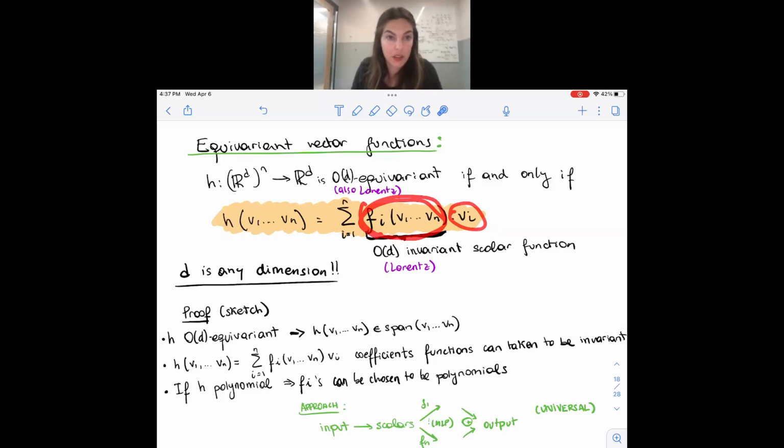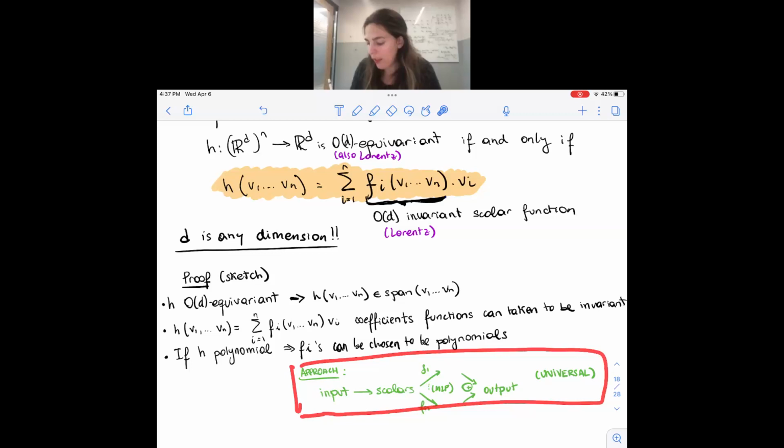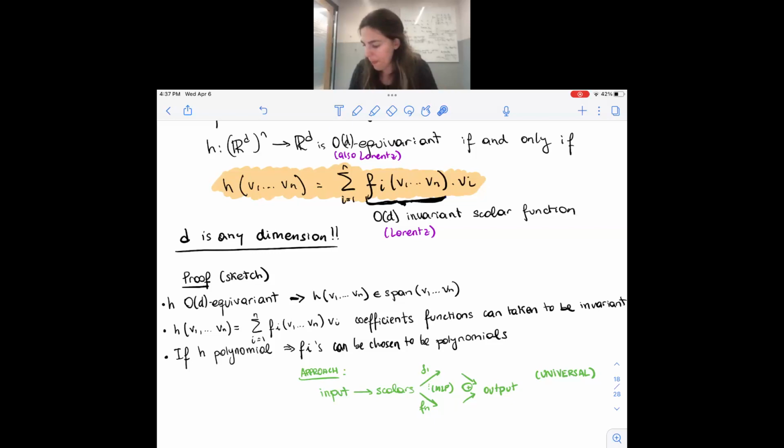So that suggests the following approach, which is universal and very easy to implement. Given your inputs, these n vectors, compute the scalar products, and then learn these functions F1 through Fn, which are the coefficient functions. These functions are unconstrained, because when you write them in terms of the inner products, any function is invariant. Then you compute your output by summing, and that's it. This is not hard to prove, but we haven't seen it before. And we can prove that if this H is a polynomial, then these functions Fi can be chosen to be polynomials.